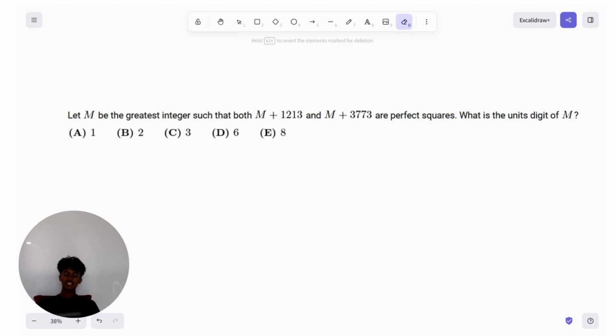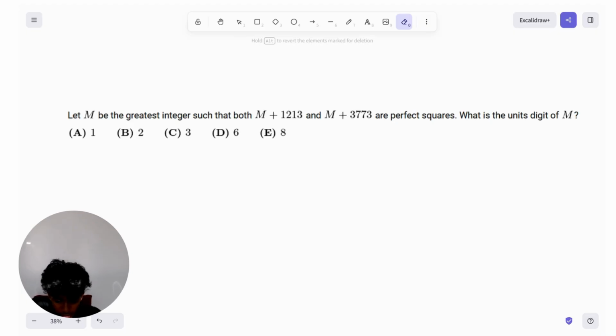What's up guys, and in today's video we're going to be solving the 2024 AMC 10A problem 15. So let m be the greatest integer such that m plus 1213 and m plus 3773 are perfect squares. What is the units digit of m?